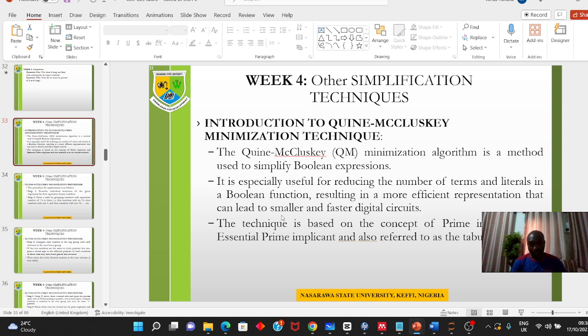The technique is based on two major concepts: the concept of prime implicant, and then what we refer to as essential prime implicant. We are going to see some demonstration based on that, right? So we said the technique is basically based on a prime implicant and then what? Essential prime implicant.